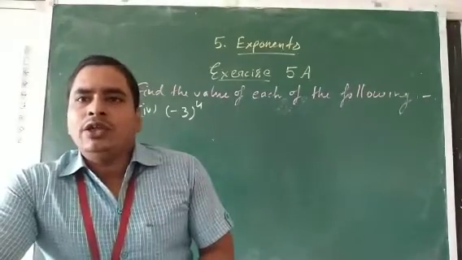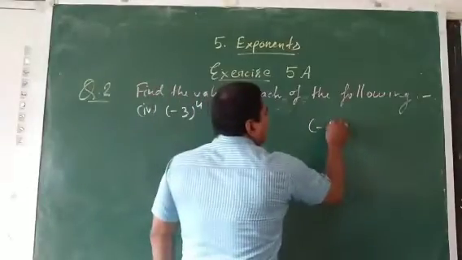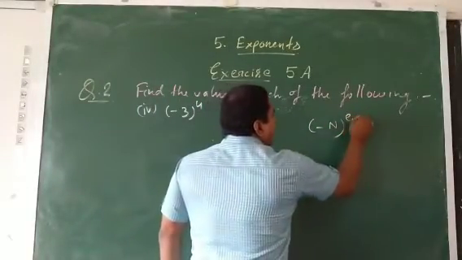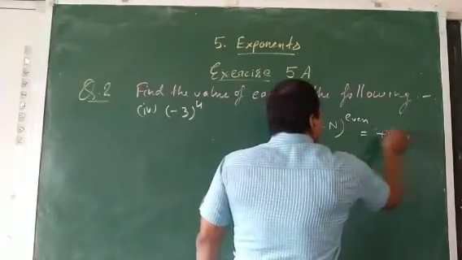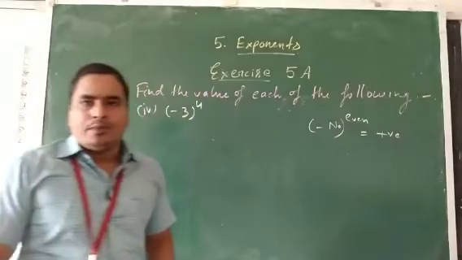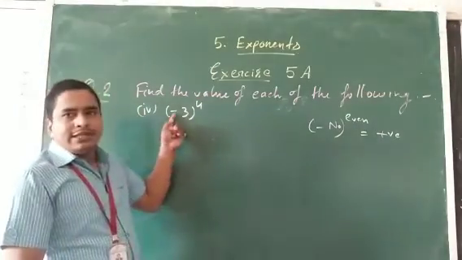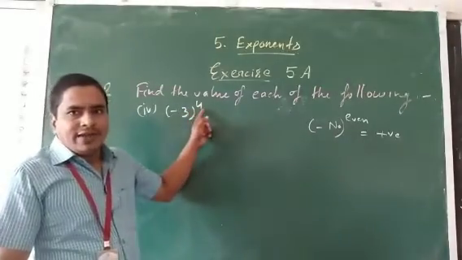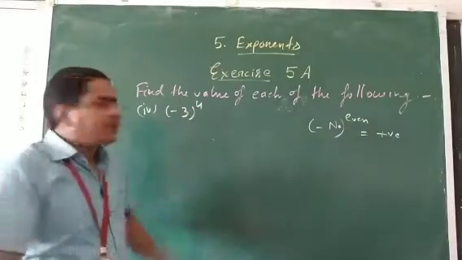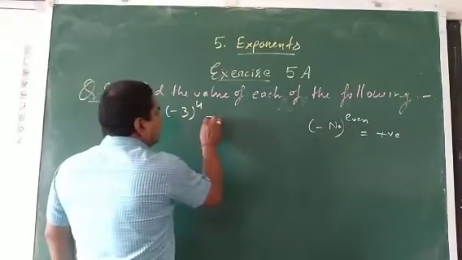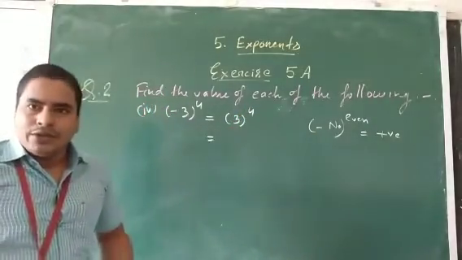In the rule we have discussed, if any negative number has an even power, then its value is always positive. So here, this is a negative number, its power is even. यहाँ पे क्या है? Negative number, इसका power क्या है? Even. So its value always becomes positive. So you can write this as 3 to the power 4.